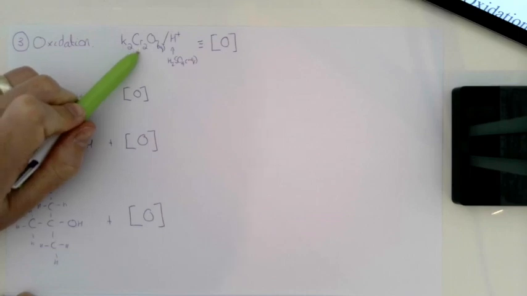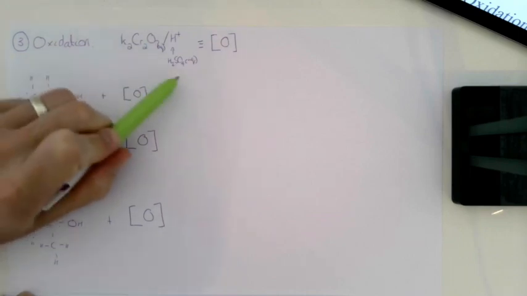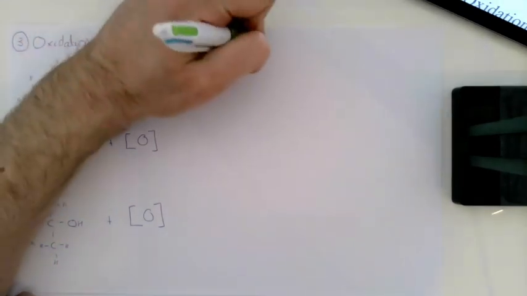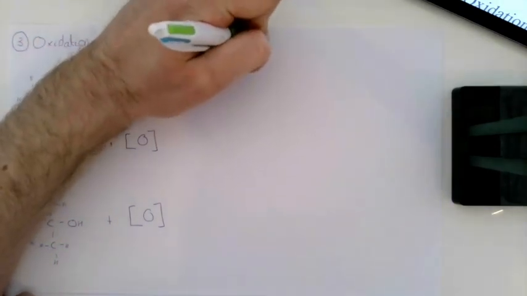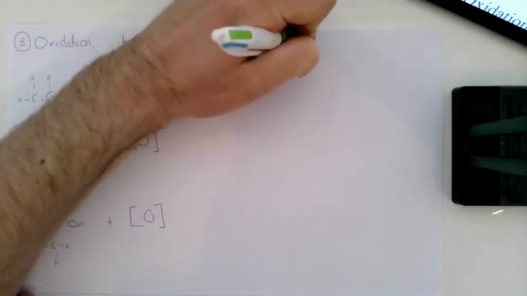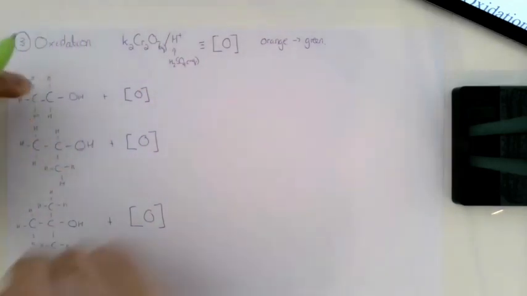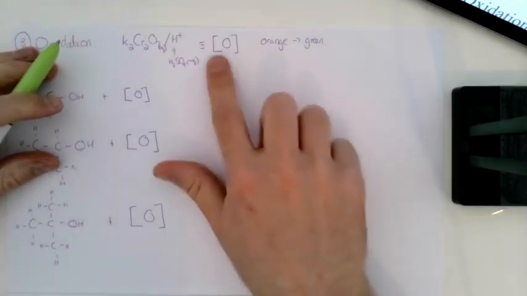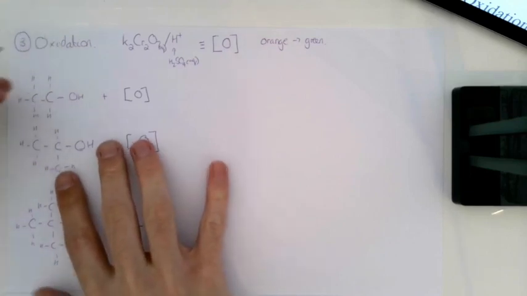Now if potassium dichromate successfully oxidizes any of these, it will have a colour change from orange into green. So if we get a successful reaction, this reagent is going to change from orange into green, and it will tell us that we've been successful.